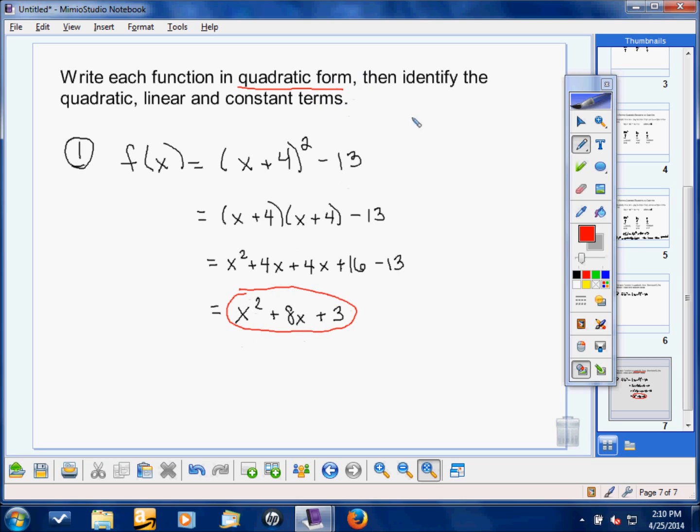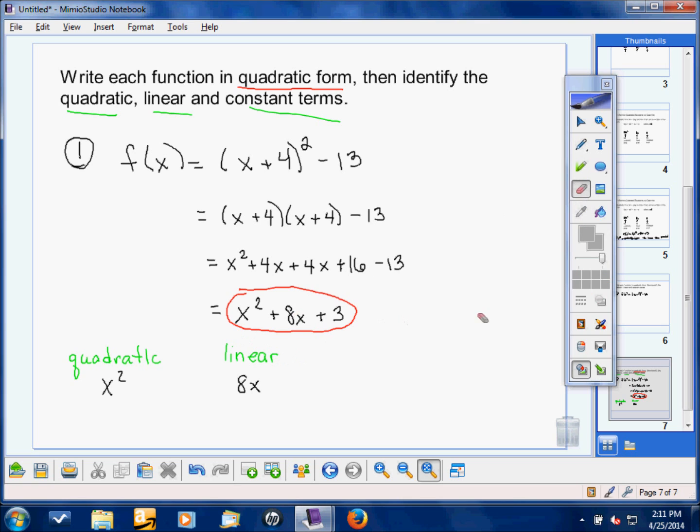Now we need to identify the quadratic, the linear, and the constant terms. So the quadratic term here is what? Easy, the quadratic term is just x squared, right? Jonathan, what's the linear term? Just x? What's 8x? It's the whole thing that's in that spot.